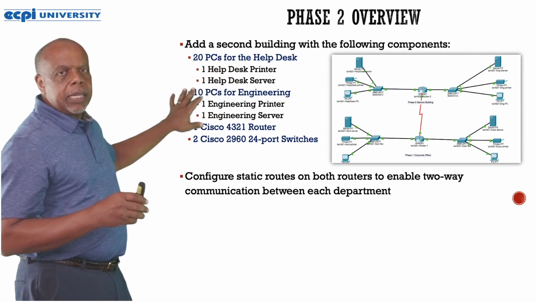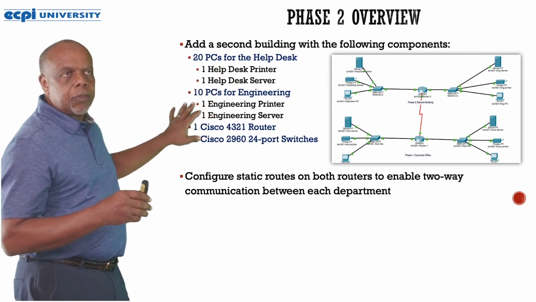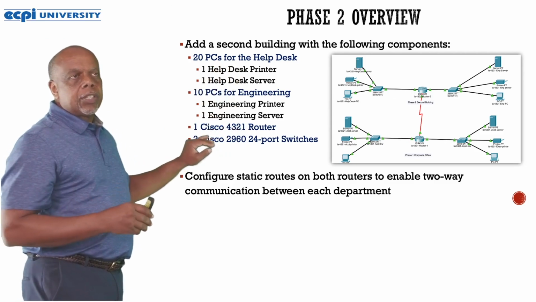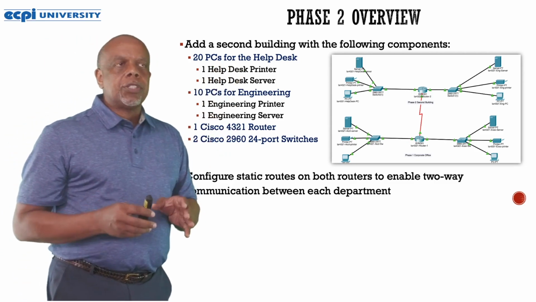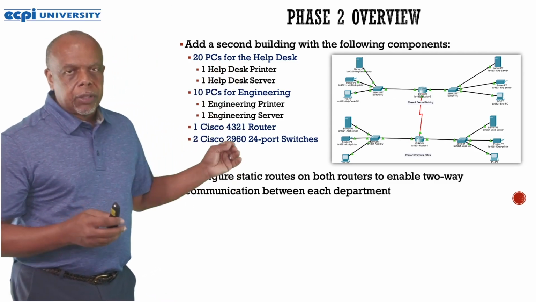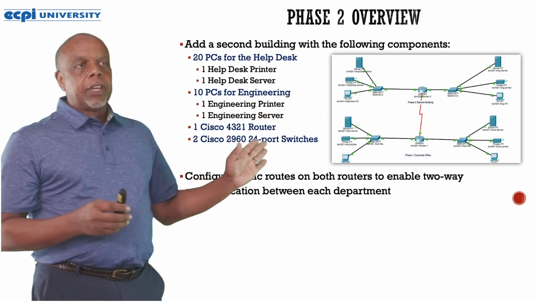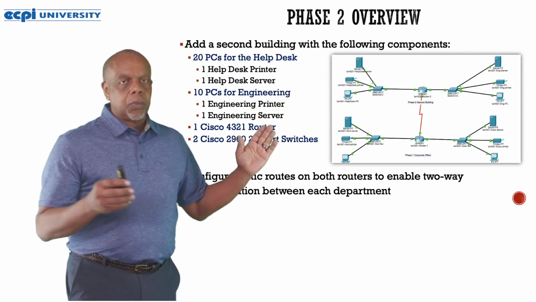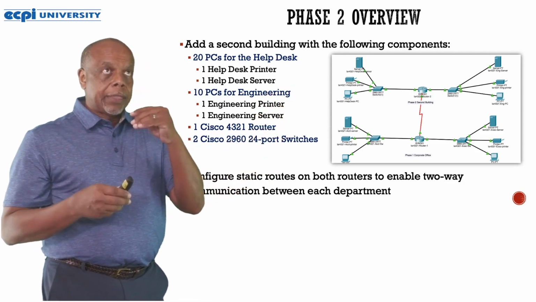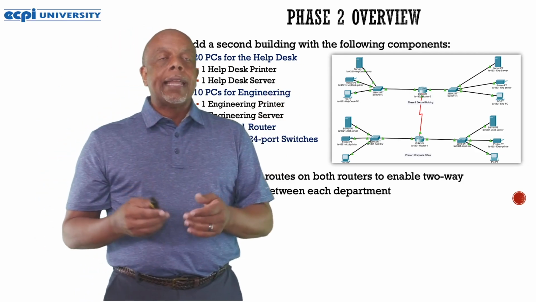So as we add our second building this week, we're going to need about 20 PCs for the help desk, 1 for the printer, 1 for the server. And then in the engineering section, we're going to add 10 PCs, an engineering printer, and a server. Like I say, we're going to add a second router and 2 more Cisco switches. And we're going to configure static routes on both of these to be sure that we can talk between the 2. And I think in week 3, that's when we're going to add in dynamic routing.